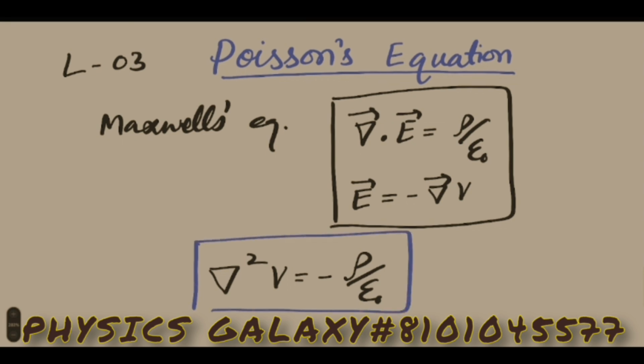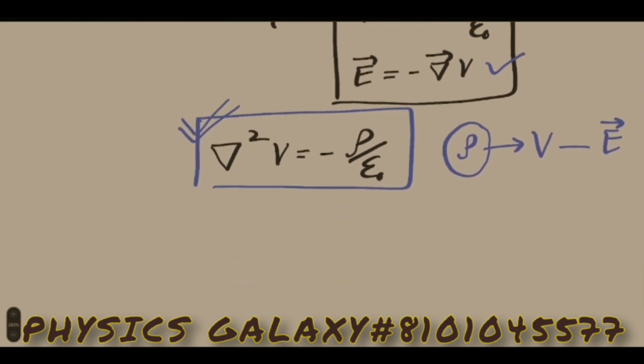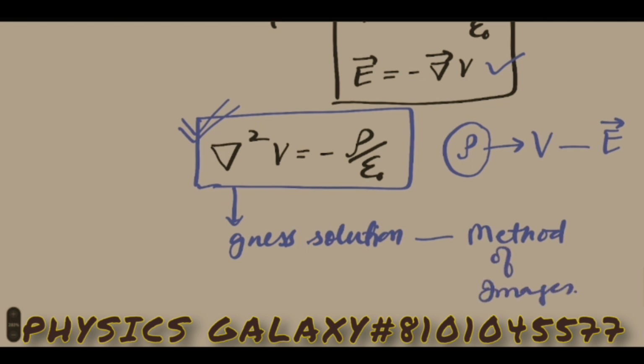Poisson's equation. Suppose we know the charge distribution rho in a given space, then we can easily find V using this equation. And if we know V, then using this equation, we can find the electric field in our space. So basically, this is the main equation for electrostatics. We'll learn later on that we can guess solutions for this equation, and that guessing is basically called the method of images. So that will come later on.